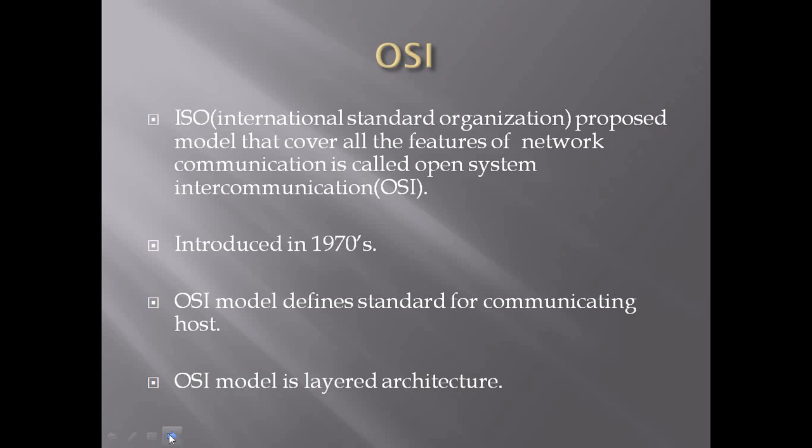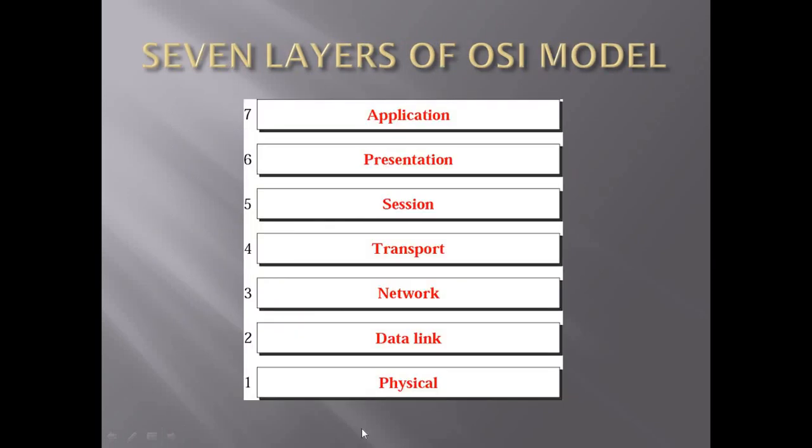The OSI model defines the standard for communicating hosts. The OSI model is a layered architecture. Let us try to understand it in depth. These are the 7 different layers. One is the physical layer, the second is the data link layer, the third is the network layer, the fourth is the transport layer, the fifth is the session layer, the sixth is the presentation layer, and the seventh is the application layer.